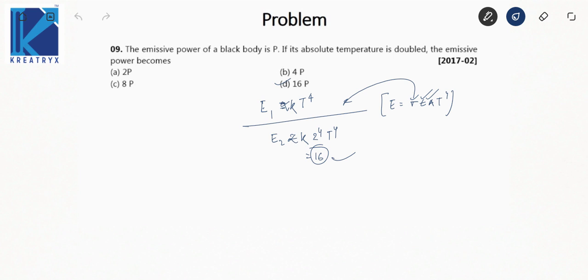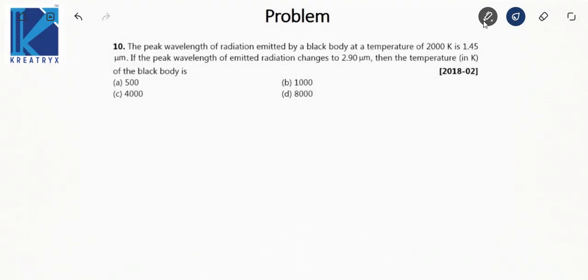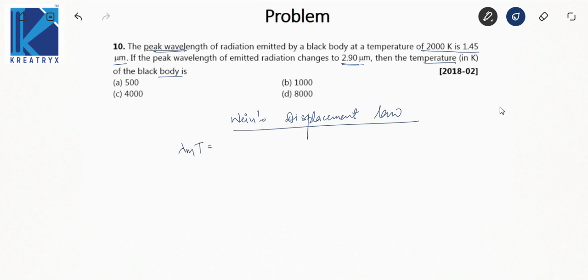Next question. The peak wavelength of radiation emitted by a black body at a temperature 2000 Kelvin is 1.45 micrometer. This is the peak wavelength. Peak wavelength of emitted radiation changes to 2.90 micrometer, then the temperature in Kelvin of the black body. Very basic question on Wien's displacement law, which states that lambda m T is equal to constant. That implies lambda m1 T1 is equal to lambda m2 T2. Now put the values and get the answer.